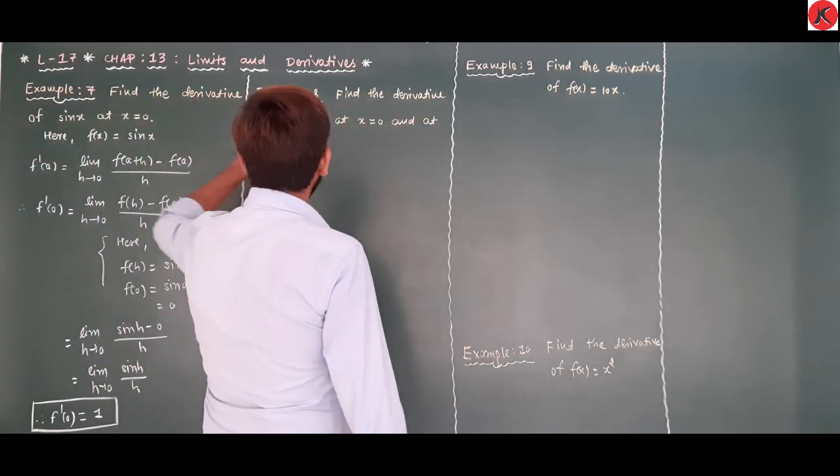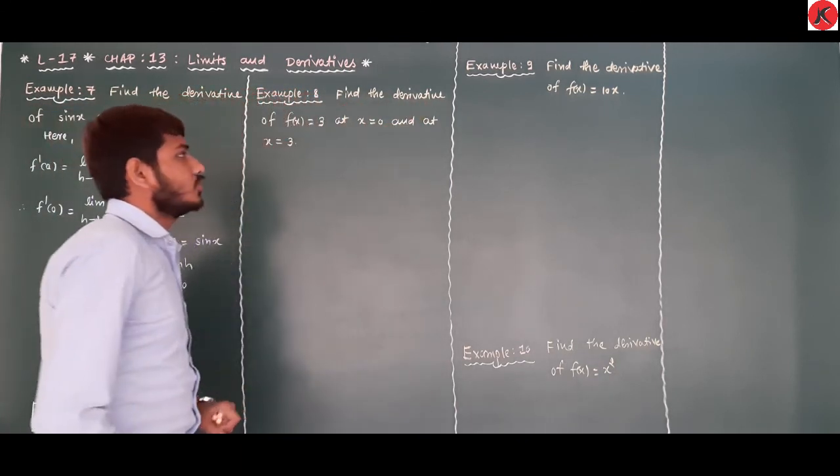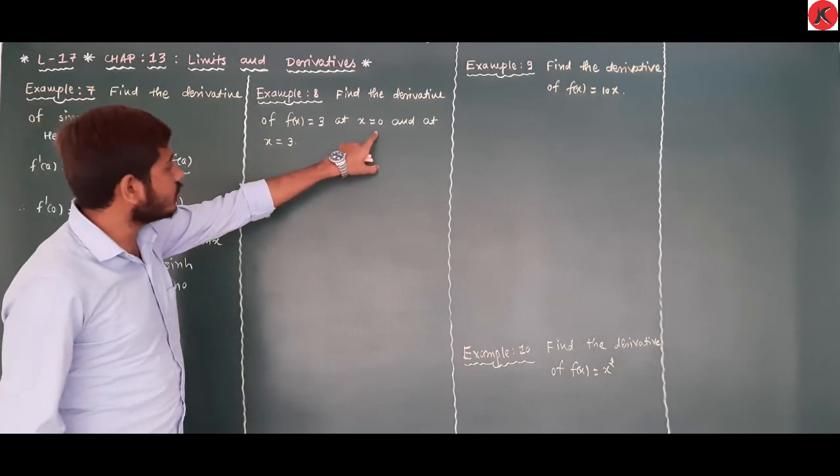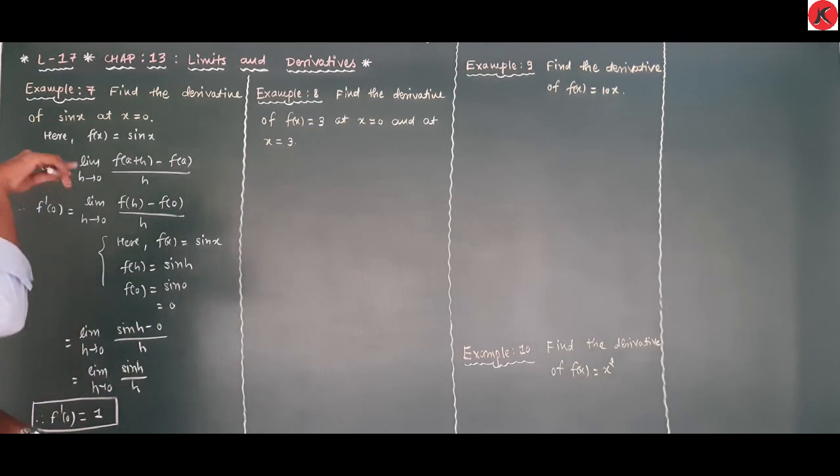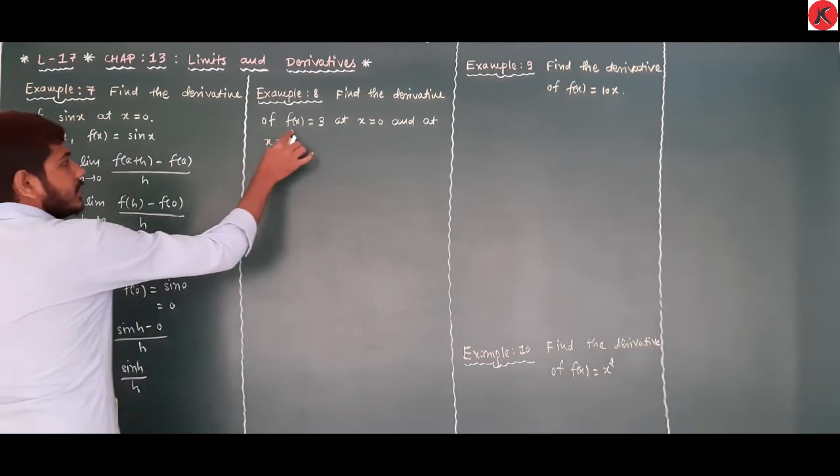Find the derivative of f of x is equals to 3 at x equals to 0 and at x equals to 3. Clear? f of x is given here.